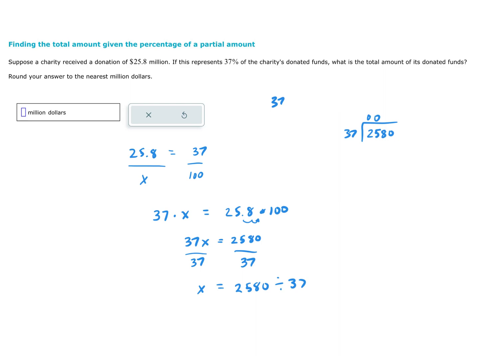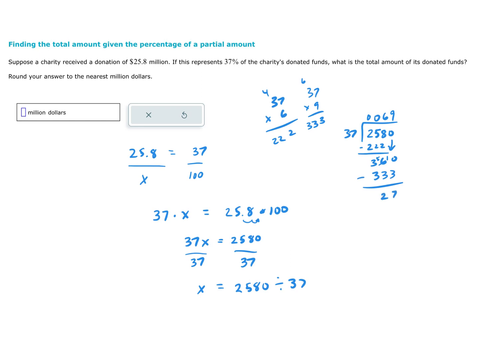So 37 goes into 258 maybe 6, 7 times, I'm not sure. 42, 18, and 4 is 22. Looks like that's probably going to be it. That's 36, just barely 6 times. And we'll regroup. So I'm pretty sure this is going to be 9 times. 63, 27, and 6 is 33. So 9 times, that was 333. Do some regrouping, and we have a remainder of 27.